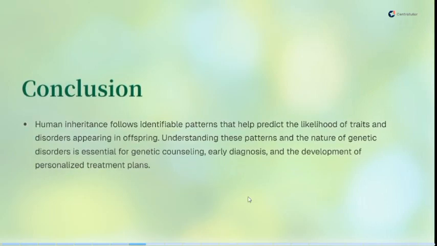In conclusion, human inheritance follows identifiable patterns that help to predict the likelihood of traits and also disorders that could appear in offspring. By this understanding, we can predict the offspring's traits and also give genetic counseling to diagnose disorders or possible errors that could happen in the child's genes.